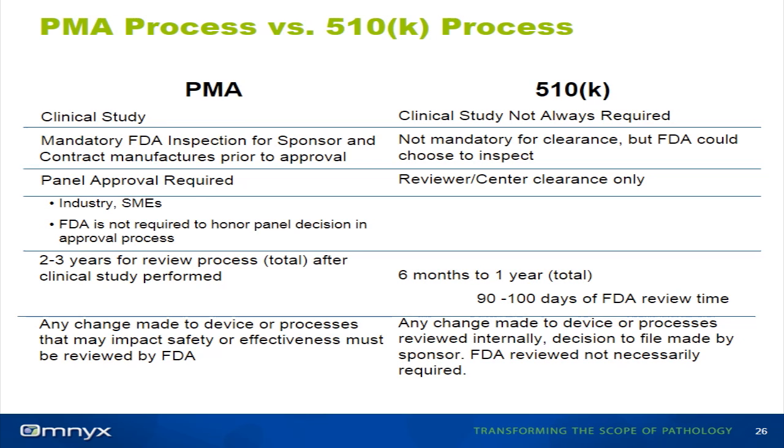So to compare the PMA versus the 510K process, for the 510K, a clinical study is not always required. For a PMA, an FDA inspection for the sponsor and contract manufacturers is required, whereas with the 510K, this is not mandatory. For a PMA, a panel approval is required, whereas with the 510K, a FDA reviewer provides clearance. For a PMA, the review process is typically 2 to 3 years, whereas the 510K review time is typically 6 months to 1 year. For a PMA, changes made to the device or process that may impact safety or effectiveness must be reviewed by FDA, whereas with the 510K, these can be filed internally by following the FDA guidance document on changes to a 510K device.